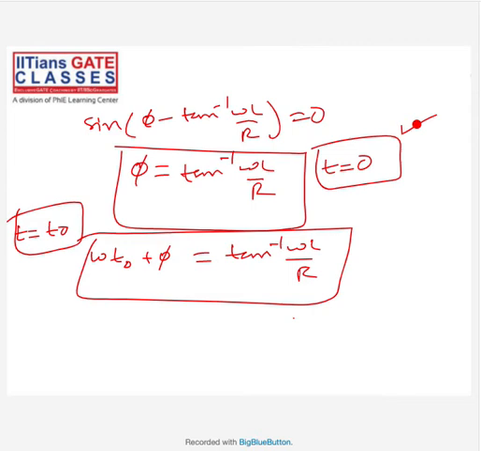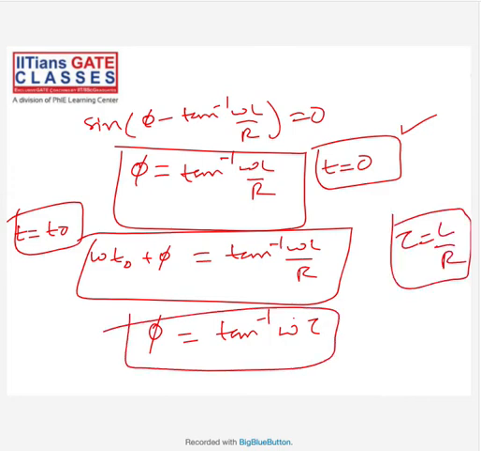For simplicity, you can also write this as phi is equal to tan inverse omega tau. Remember, for an RL circuit, tau is equal to L by R. So this can also be written as tan inverse omega tau, or omega L by R. Is this clear? These two are very important.